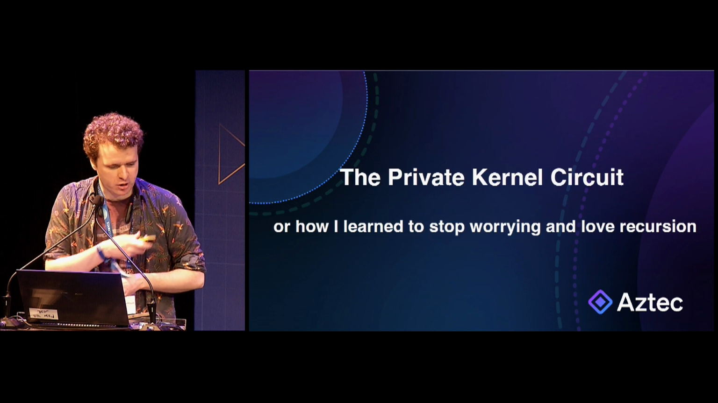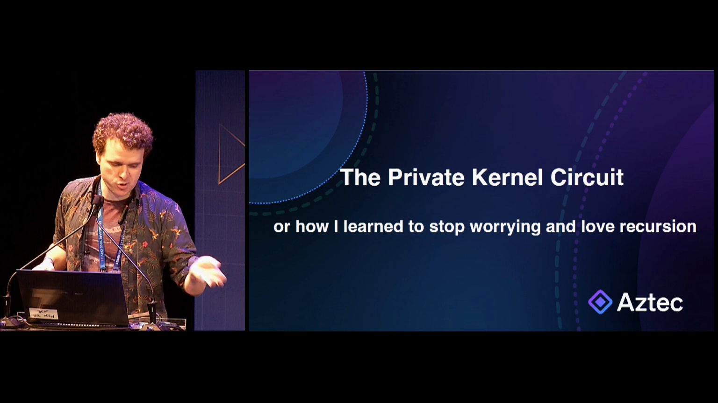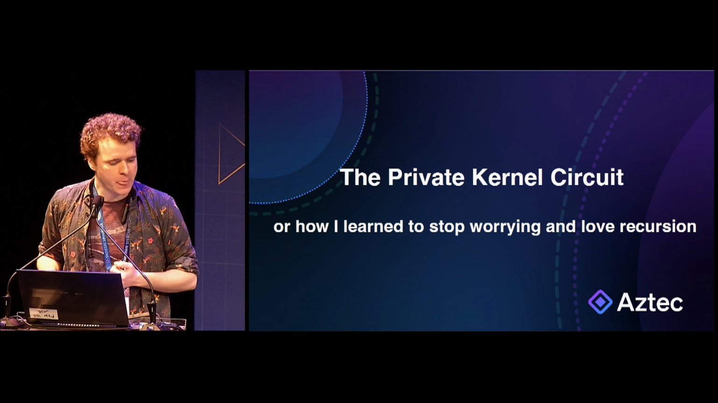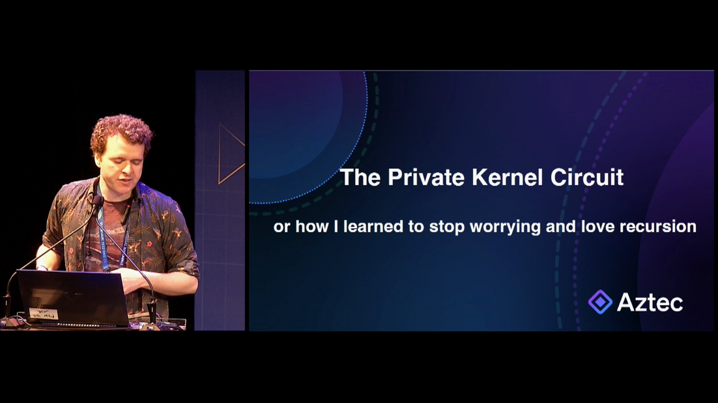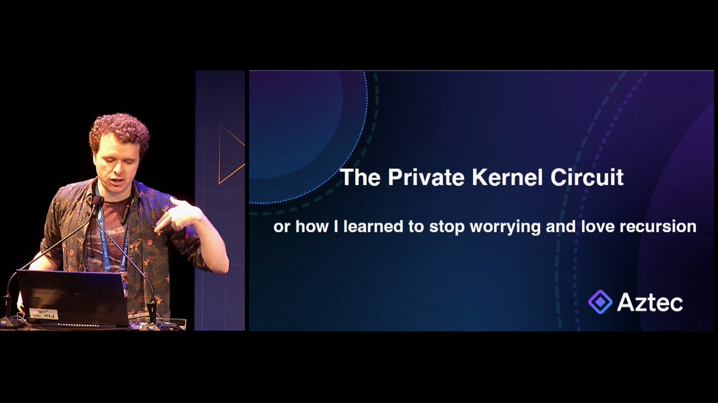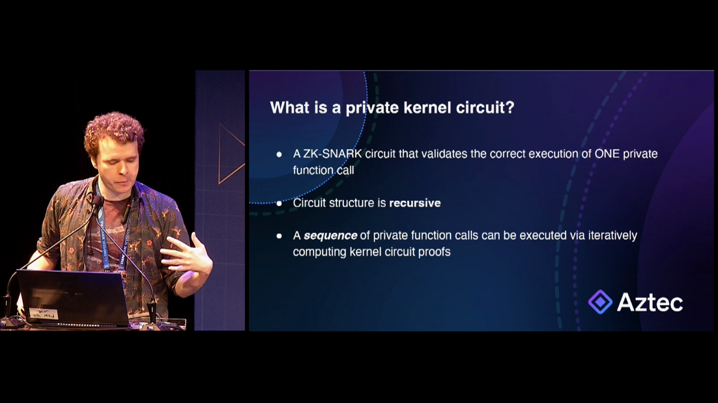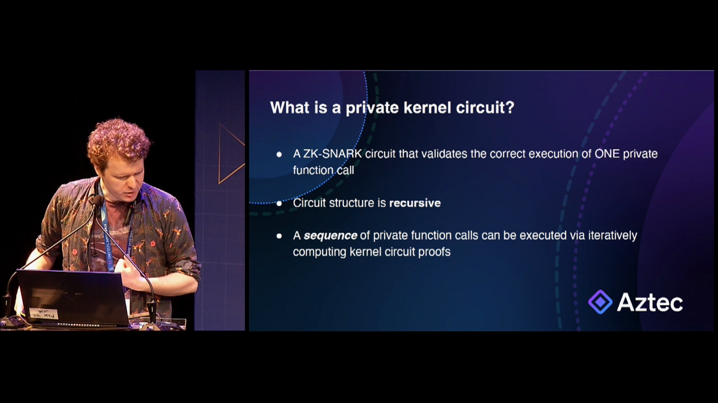And this is how we're thinking of doing it. So basically, by using what we're calling the private kernel circuit, we're very much borrowing the nomenclature here from the Zexe protocol, where effectively your kernel circuit makes heavy use of recursion to sequentially construct proofs of correct execution of your functions via a call stack.